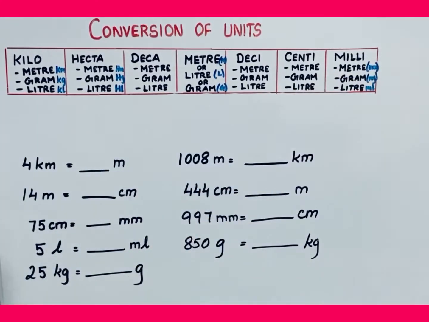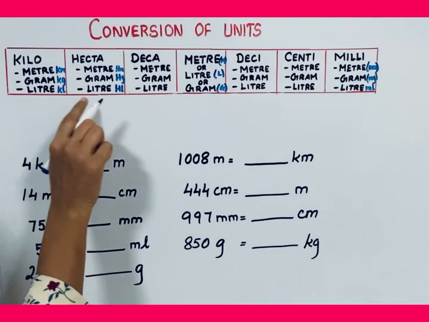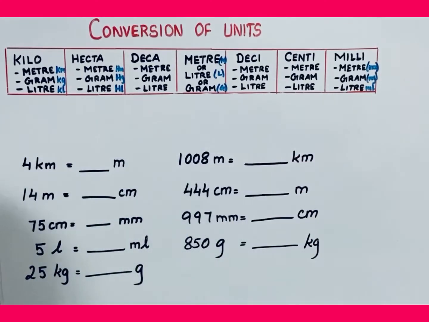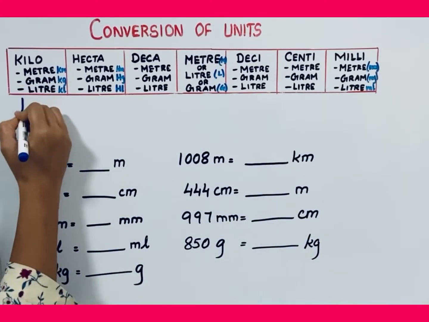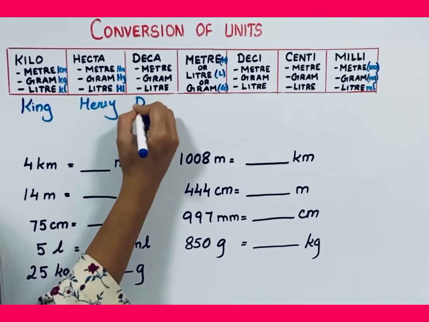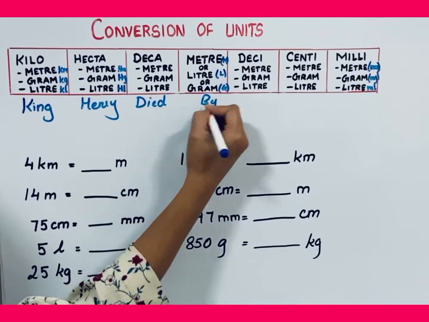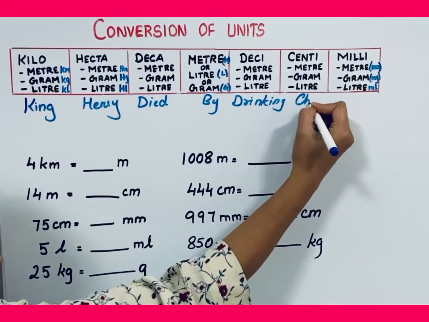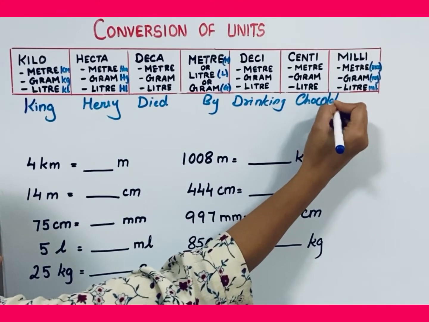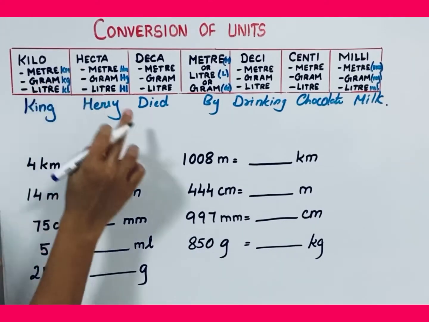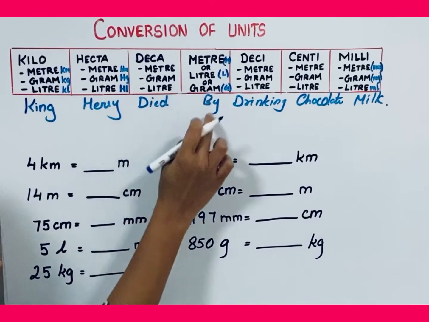Remember the 7 units. There are 7 units to measurement. They are kilometer, hectometer, decameter, meter, decimeter, centimeter and millimeter. You can remember these 7 units by this: King Henry died by drinking chocolate milk. So King for kilo, Henry hectare, died deca, by, this is the base unit.